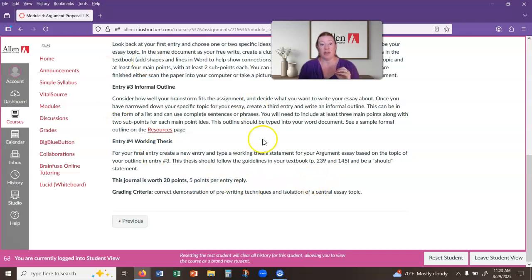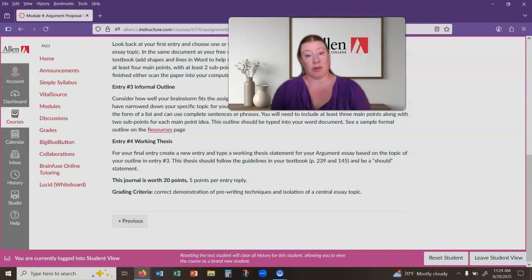One of the things I want you to remember is that if you change your topic after you do your outline and thesis, you're going to need to do them again. We never want to start an essay cold with nothing that's brainstormed. So make sure that you keep that in mind. By this point, you need to have your idea really cemented. So that's what you're doing for this module.